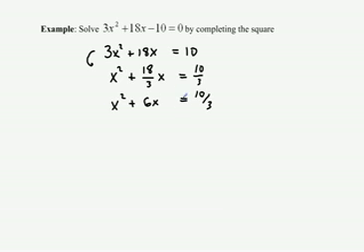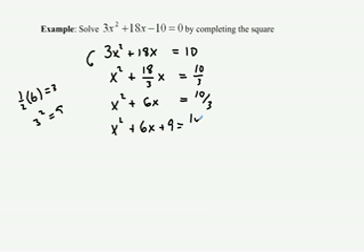Now we have to complete the square. We complete the square by taking 1/2 of 6, which is 3, and squaring that number, which is 9. So we add that as our last term. We're going to get x squared plus 6x plus 9 is equal to 10/3 plus 9. And so we factor on the left. We've got x plus 3 quantity squared.